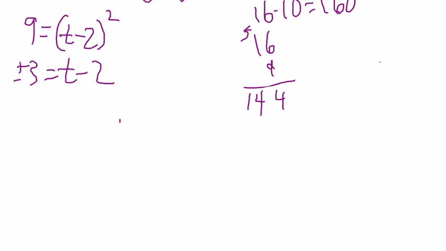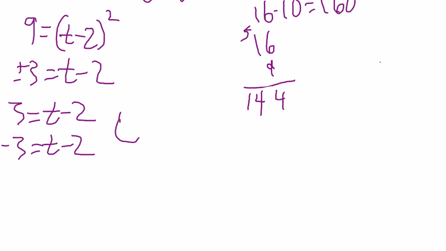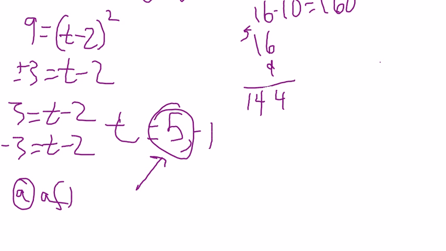And then we're going to get the equations 3 = t - 2 and -3 = t - 2. Solve both of those to find t equals 5 and negative 1. And in the context of the problem, the only answer that makes sense is 5, because I don't really know what it means for time to be negative. So that's my answer. I'm sticking with it. So A, when does the object hit the ground? The object hits the ground after t equals 5 seconds.